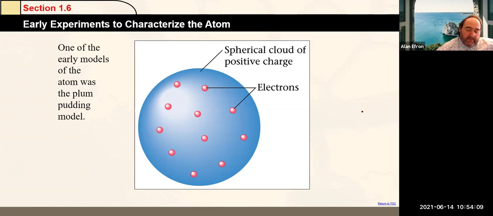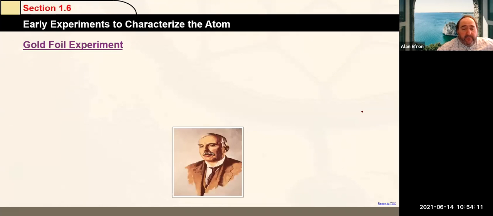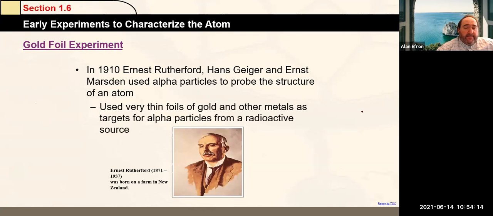That was an experiment by a guy named Rutherford, along with some other guys, Geiger from the Geiger counter and so forth. Rutherford did what is referred to as the gold foil experiment, and it was a really important experiment.